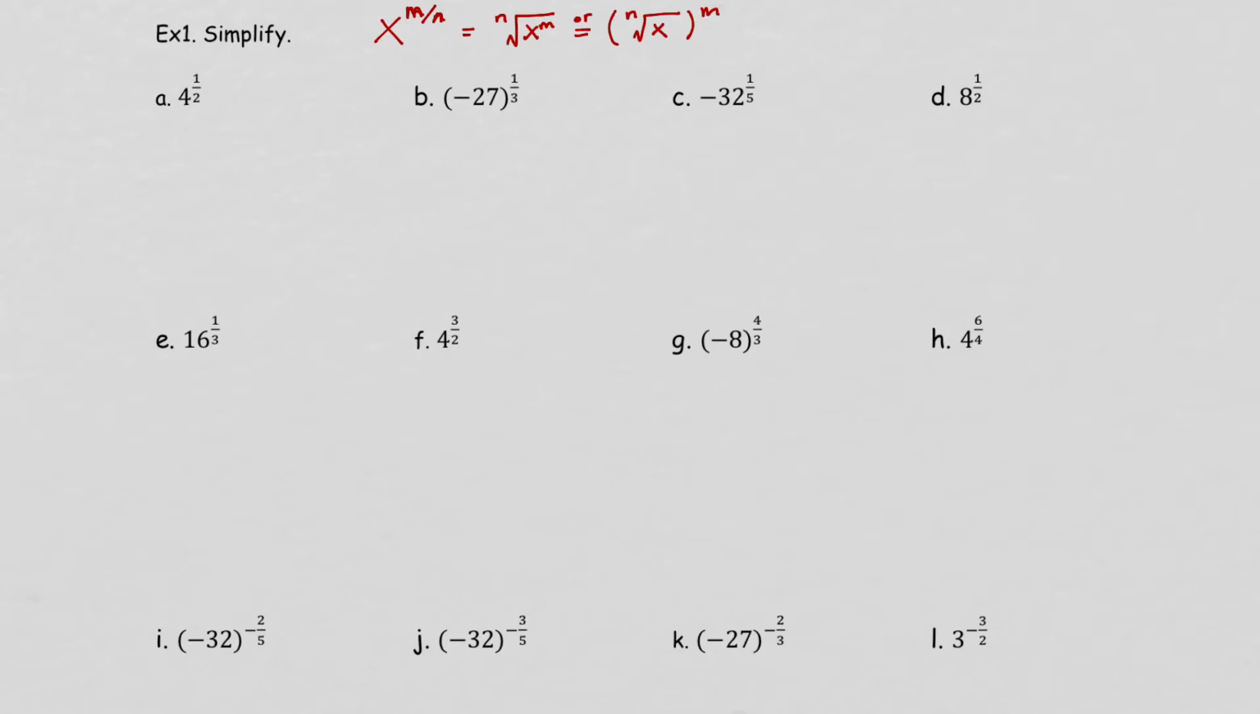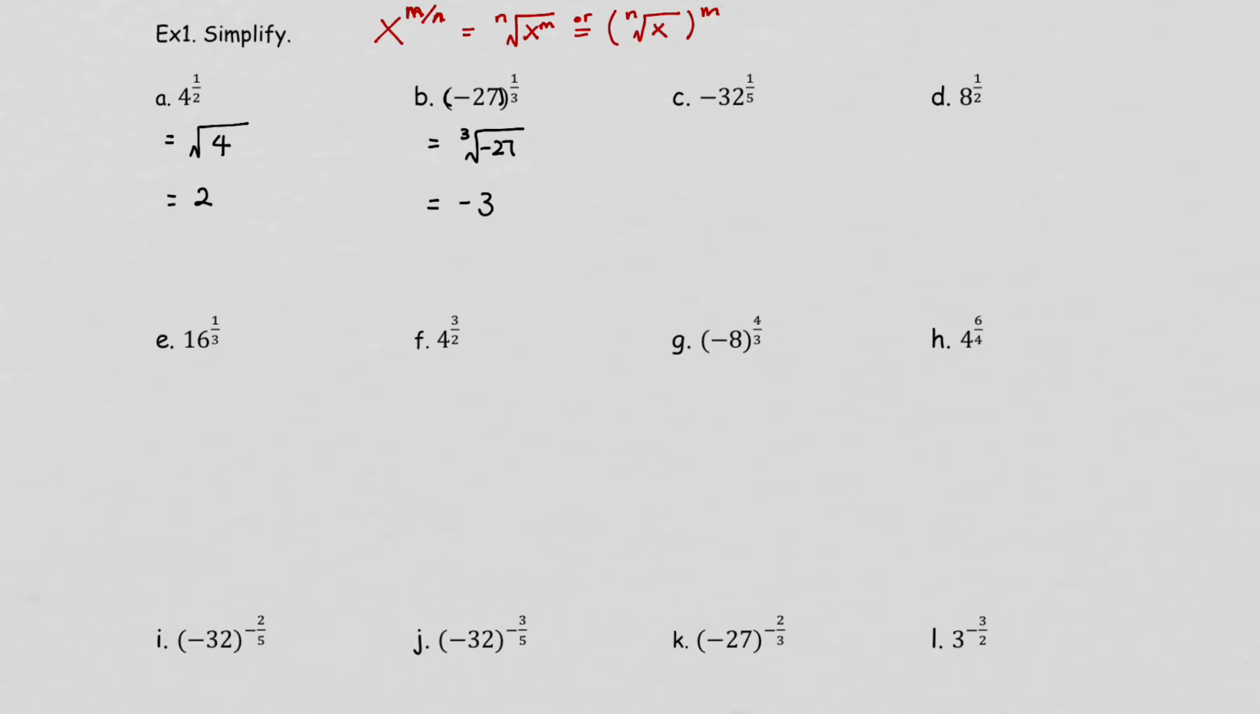So using that, let's see if we can do a few examples. So this example right here, we should be able to convert it because your denominator is 2, which means you're going to have a square root. Numerator being 1, you're going to have a power of 1. So that will look like this. And we know that the square root of 4 is equal to 2. This one, because your denominator is 3, it means you have a cube root. And because you have a parenthesis, make sure to put the negative sign inside.